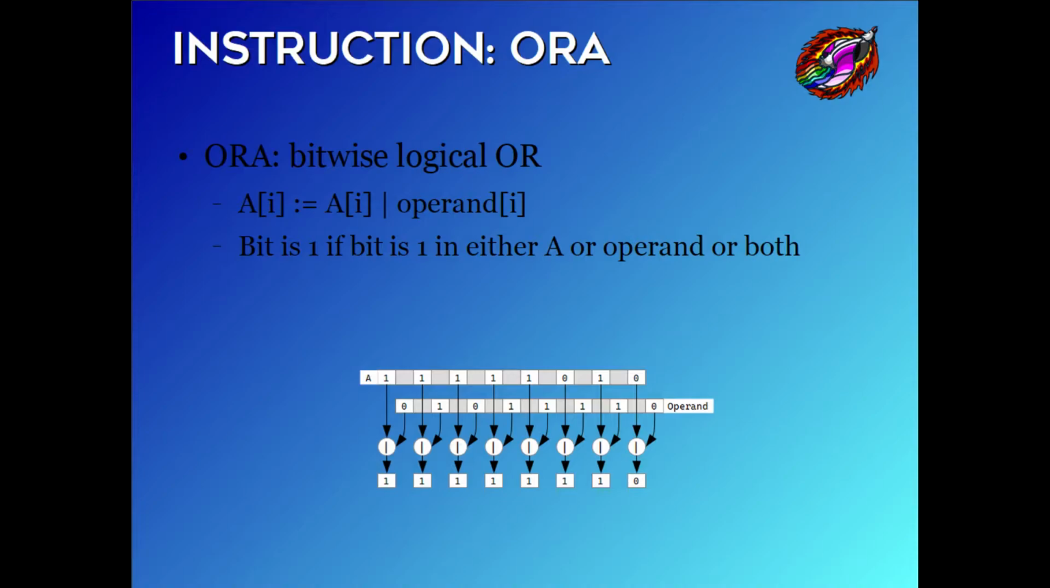So in our example here, we can see that bit 7, the accumulator is set, the operand bit 7 is 0, but because the accumulator bit is 1, then the resulting bit is going to be a 1. But over in the far right, we see that 0 is in the accumulator and 0 is in the operand, so the result on that one is 0.